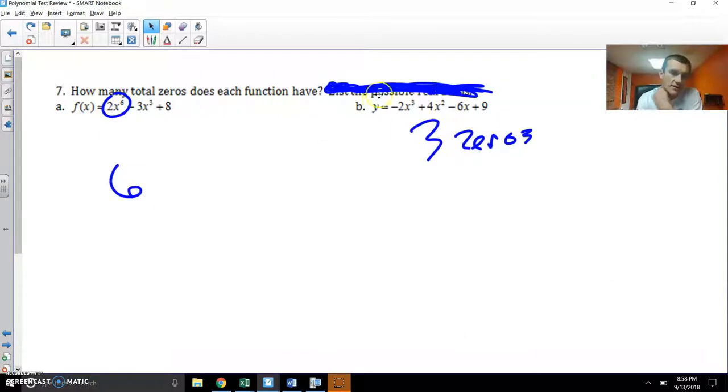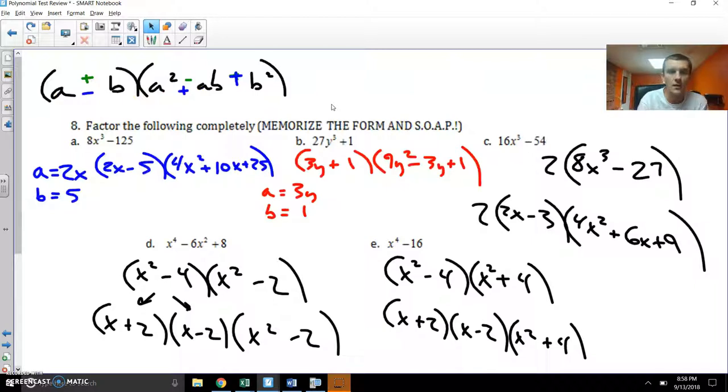How many total zeros does each function have? This part right here we took out because it's more honors, even though I explained it in class. The highest power tells you how many total zeros there are. Some are real, some are imaginary. This one actually has 6 zeros total, some of them imaginary, and the one on the right has 3 zeros total. So 6 total zeros, 3 total zeros, all based on the highest power.